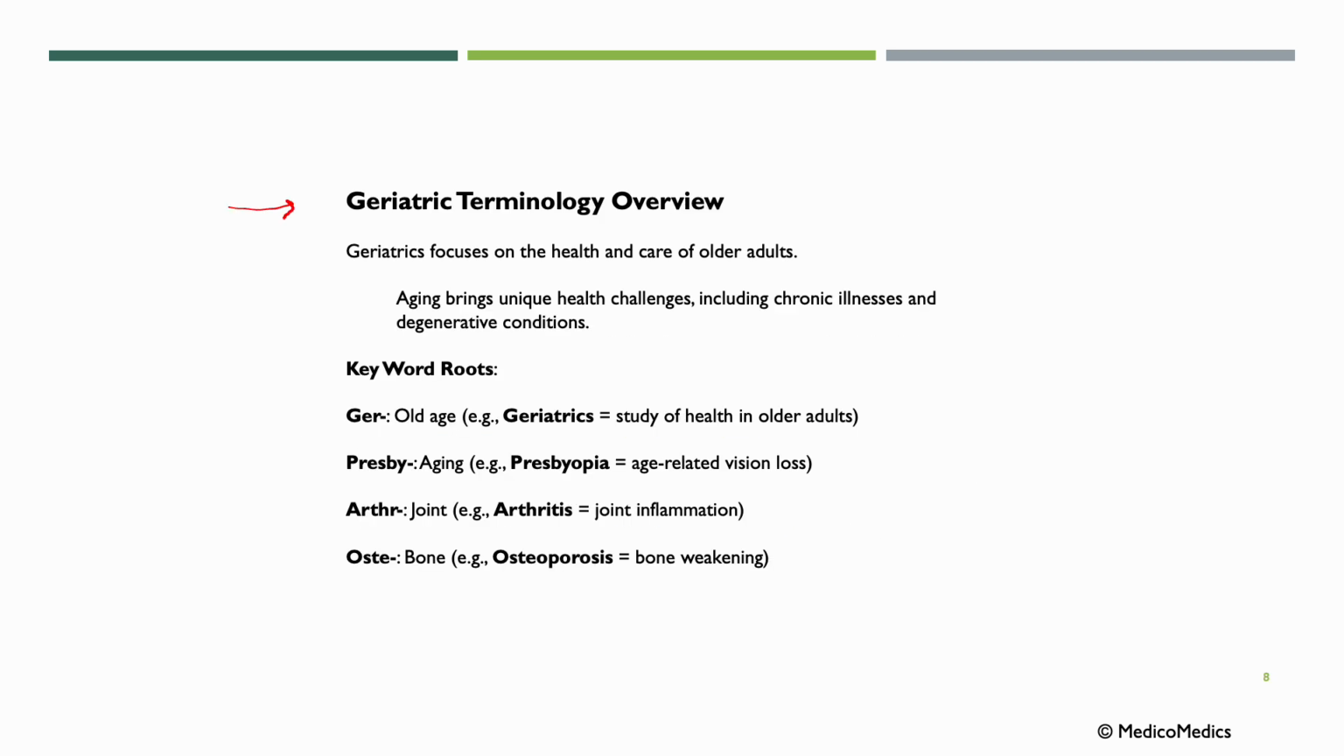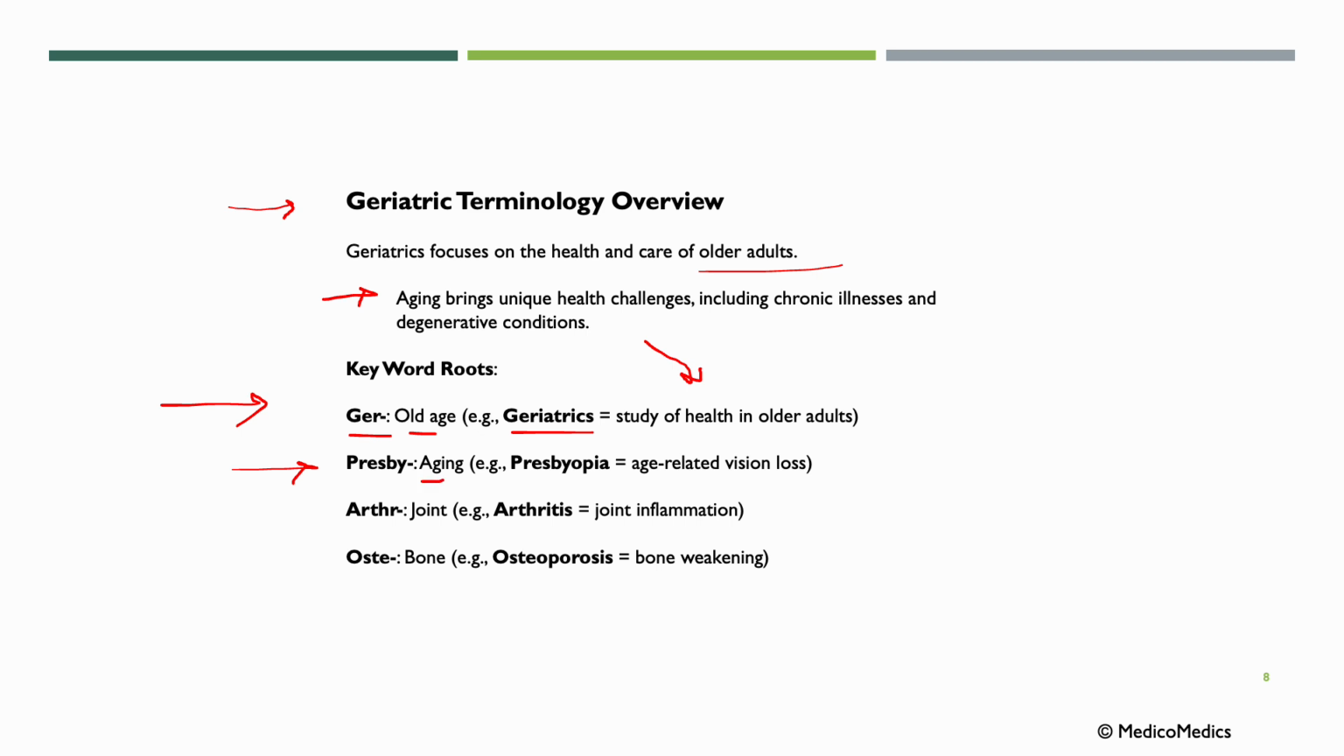Now let's move on to geriatric terminology here. So geriatrics focuses on the health and care of older adults. As you know, aging brings unique health challenges, including chronic illnesses and degenerative conditions. Now, what are some key word roots here? Ger means old age. So geriatrics is the study of health in older adults.